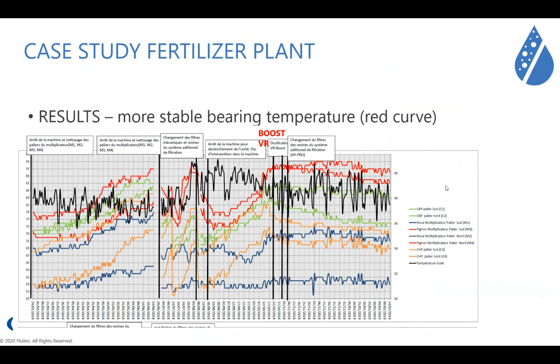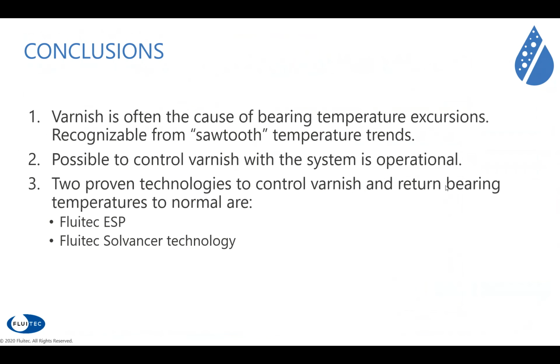So we are over our time due to some software issues, but we come to the conclusions. Absolutely, we can say that varnish is underestimated today, and there is a direct link between the varnish and the cause of bearing temperature excursions. If you recognize a sawtooth temperature trend, like we've seen in these examples, make sure to look at your oil analysis, identify MPC, and try to identify some root causes. We can control the oil quality, remove the varnish, and keep the oil system clean, and make your system really 100% operational again in the short term as well as in the long term.